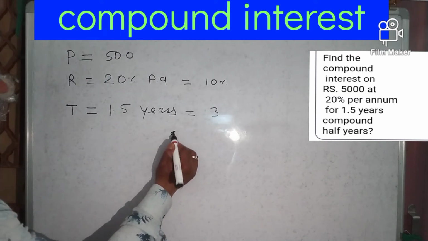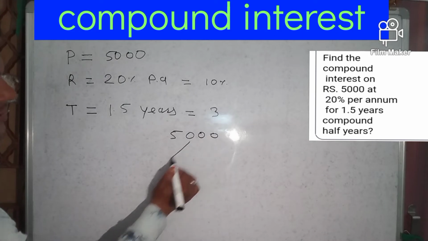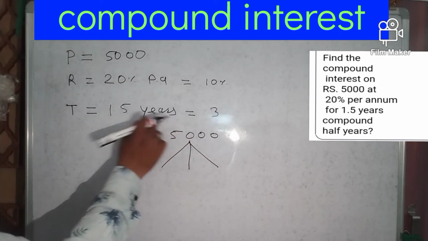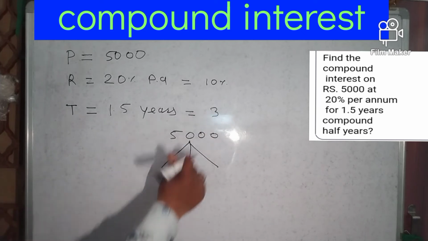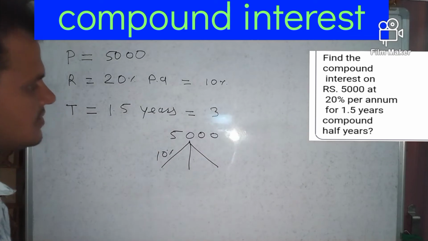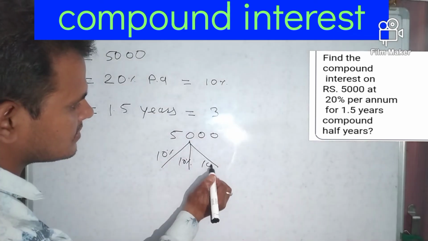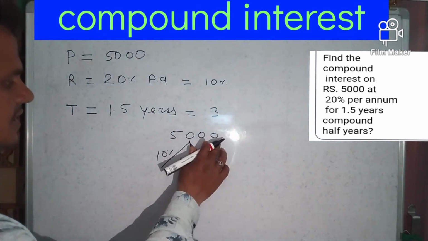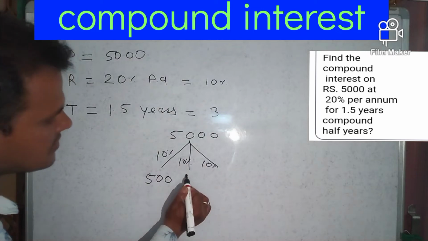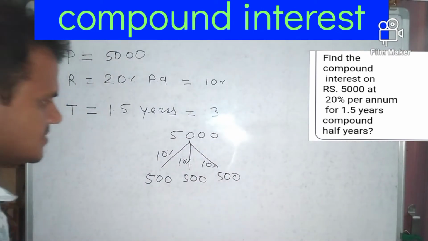5000 is the principal, 1, 2 and 3, because the number of periods is 3. So the rate comes to 10% each, 10% and 10%. 5000 of 10% will be 500. The second will be the same, and the third will be the same.